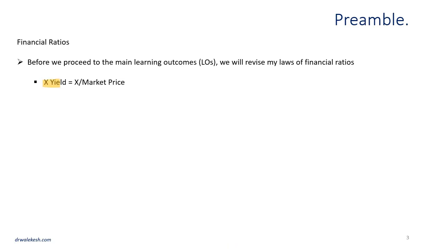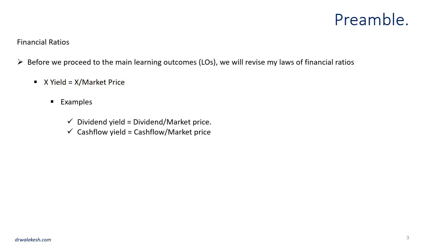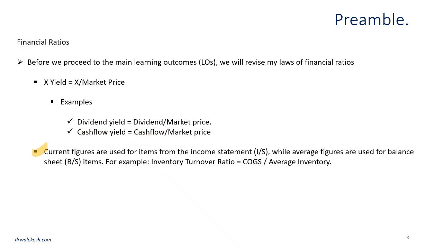Still moving on, X yield is equal to X over market price. Dividend yield is dividends over market price. Cash flow yield is cash flow over market price. Moving on to another law, and that is this. Current figures are used for items from the income statement, while average figures are used for balance sheet items. So that we are all on the same page, let us look at this example.